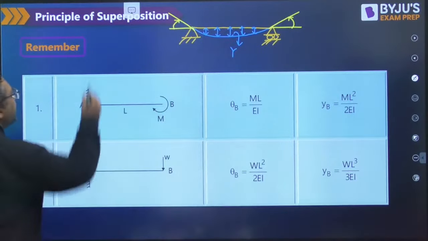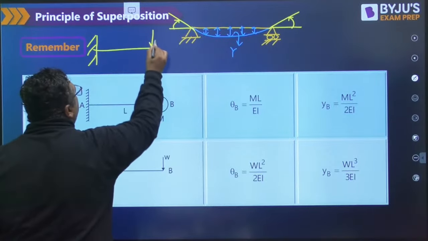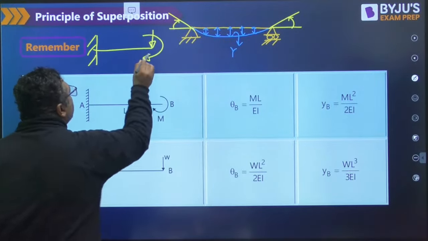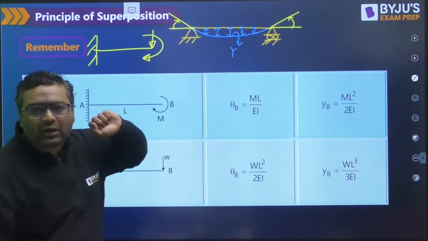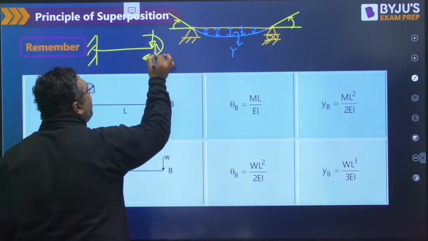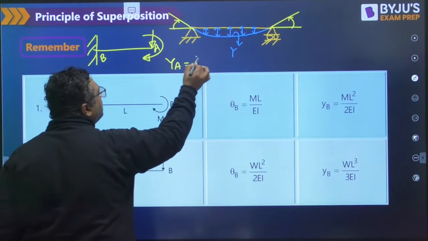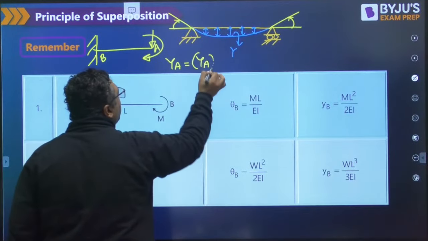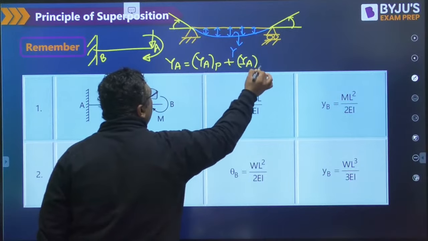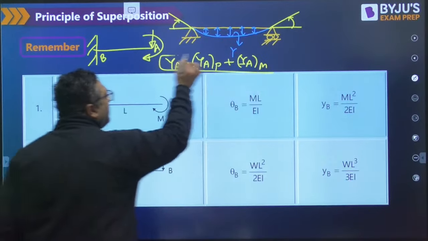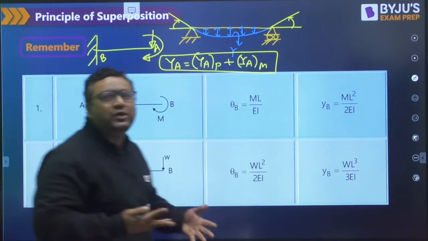What does the principle of superposition say? If we have a beam like this, and on it one force is acting and one moment is acting, so there are two loads acting. If more than one load is acting on a beam and you want to find the deflection of point A, then the deflection of point A is the deflection of point A because of the load plus the deflection of point A because of the moment. So you will be adding their individual effects.